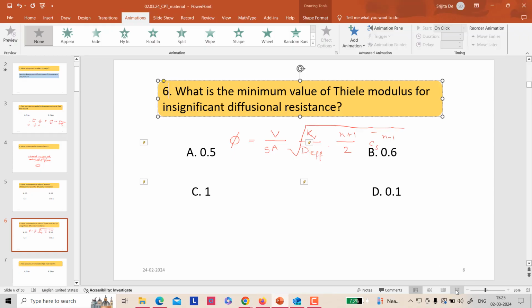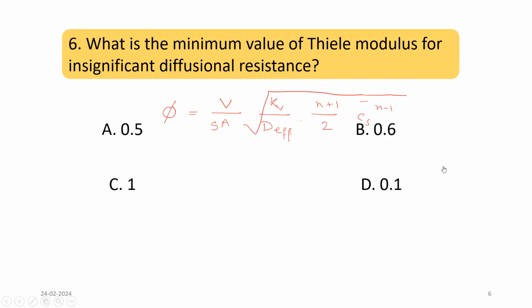So this is the definition of the Thiele modulus, where phi is the Thiele modulus, V is the volume of the catalyst, and AC is the surface area of the catalyst. The V by AC ratio is Rp by 3 for a spherical particle.